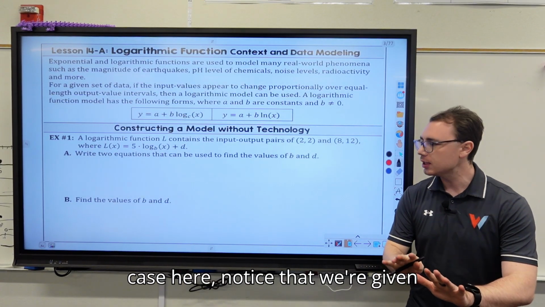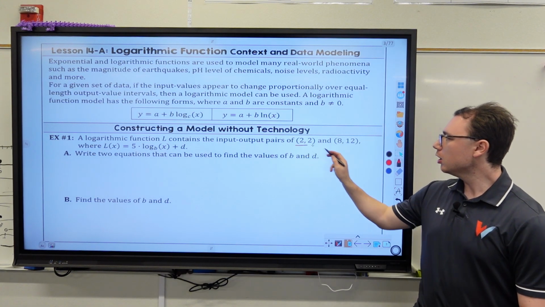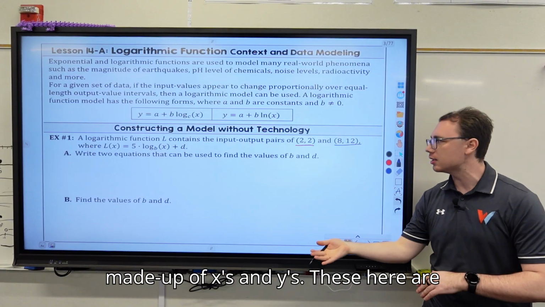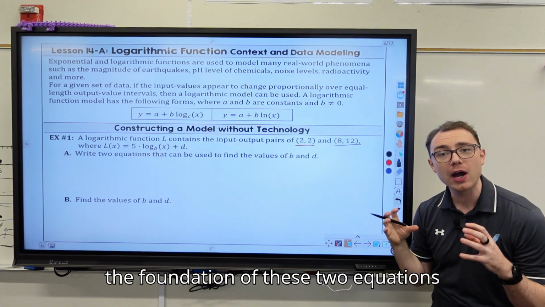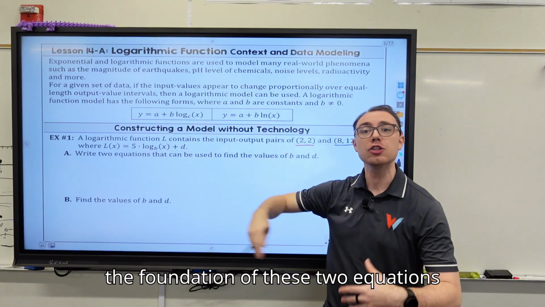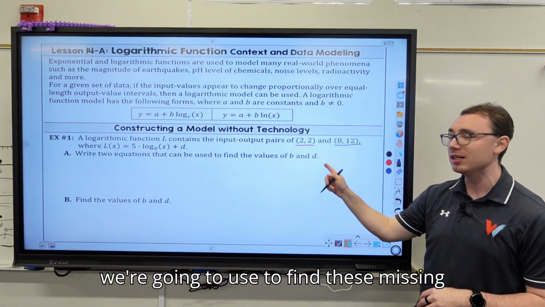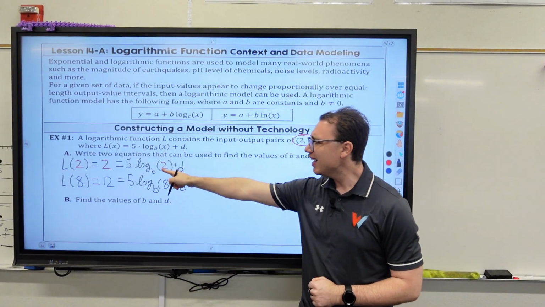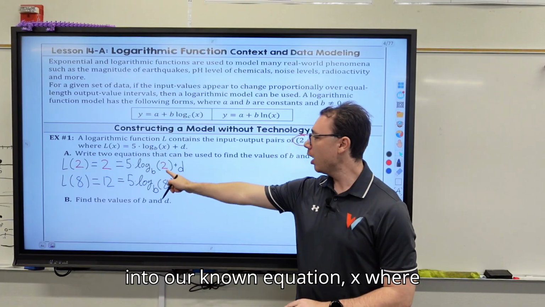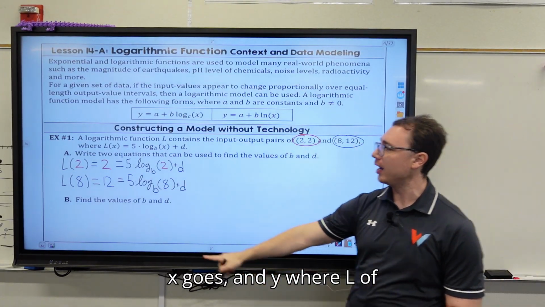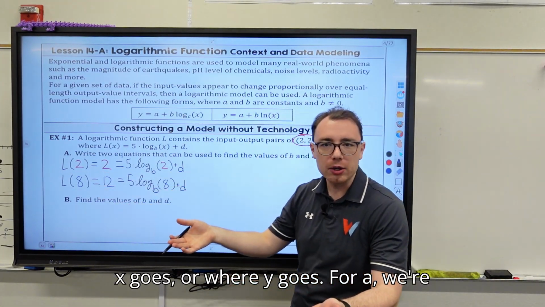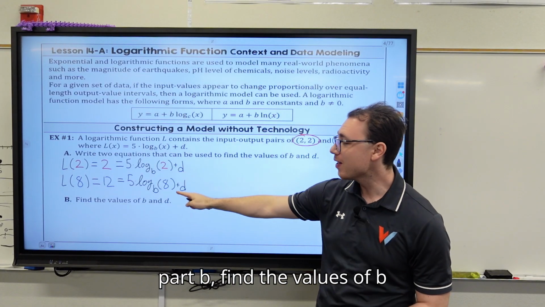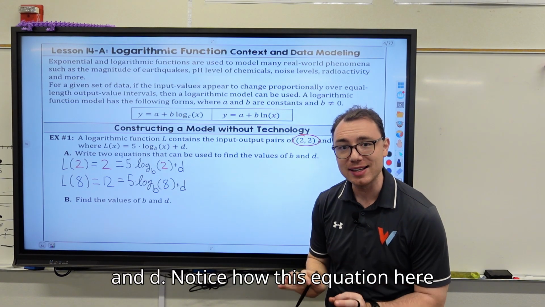In this case here, notice that we're given 1 point here, and we're given 2 points here. And these points here are made up of x's and y's. These here are the foundation of these 2 equations we're going to use to find these missing variables. What I mean to say is, all we're doing is plugging these 2 points into our known equation, x where x goes, and y where L of x goes. For A, we're going to use these 2 equations to, in part B, find the values of b and d.